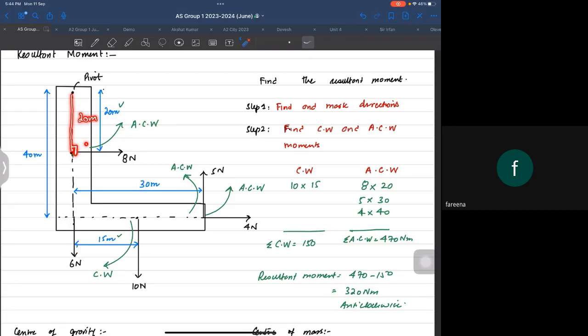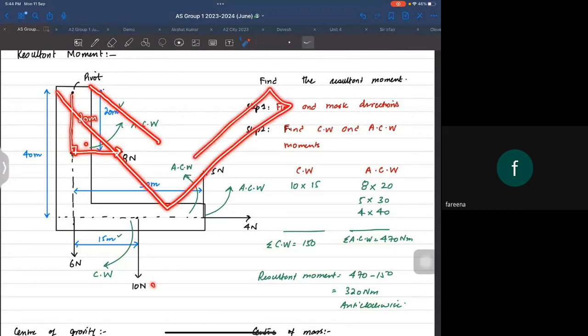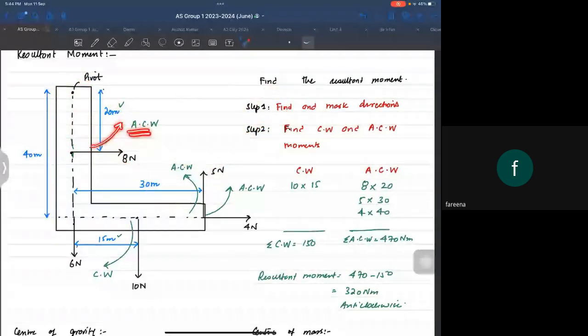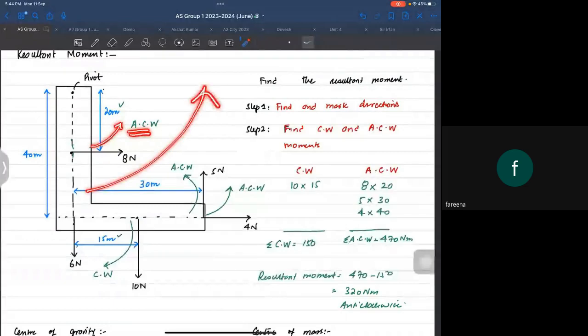Now forget about everything else. Imagine this. If you apply a force on this, forget about the other forces. Don't you think so that this force is trying to turn the whole thing like that? Yes, Usman, do you agree? What is this direction? This is basically anti-clockwise because it's going in this direction. Understood?